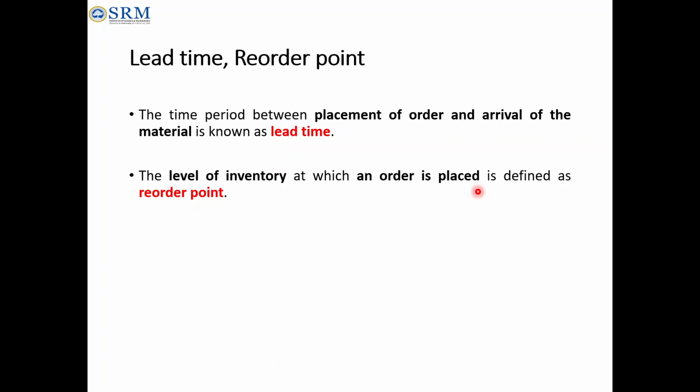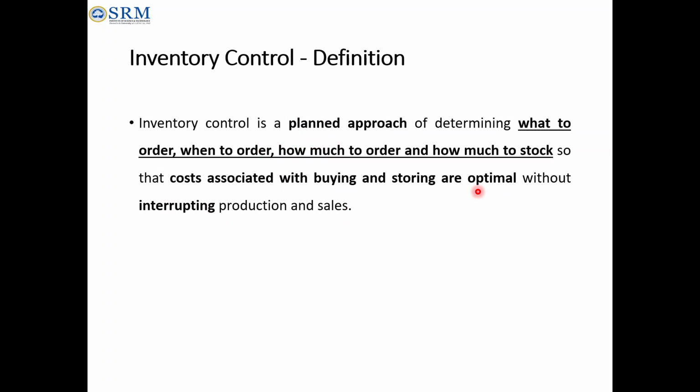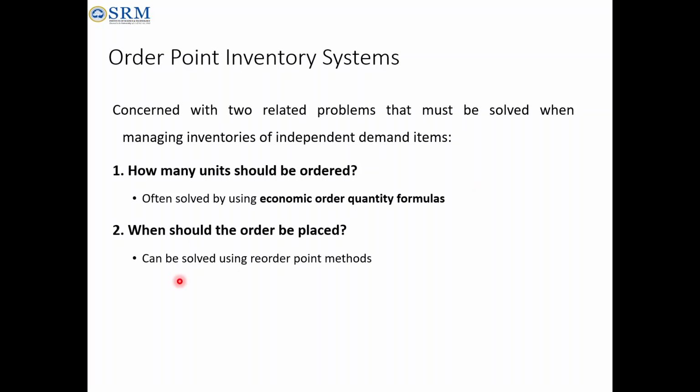Okay, so we know that there is one particular level of inventory we have, and at this level we need to order. So that is the reorder point. Here we should know when we have to place the order for the inventory. So this is the second question. The first one is how many units should be ordered, which can be identified through the economic order quantity formula, discussed later, and when to order, through the reorder point method we can identify.